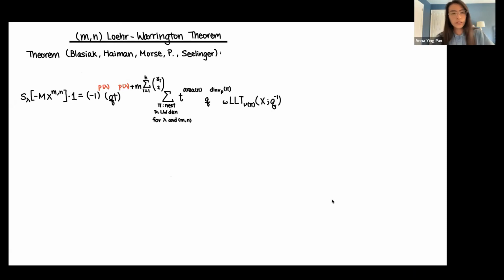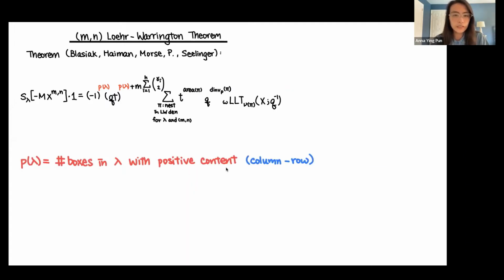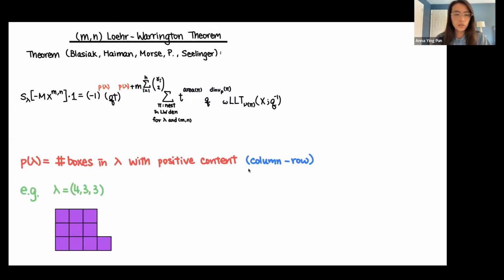The first one is p lambda. What is p lambda here? p lambda is just the number of boxes in lambda with positive content. Here, content means the column minus row. In our project, we use the French notation. Sorry, for the first talk I used the English notation. This one is the French notation. Basically, I am having the rows upside down, so the longest row will be at the bottom. That's our lambda 433.